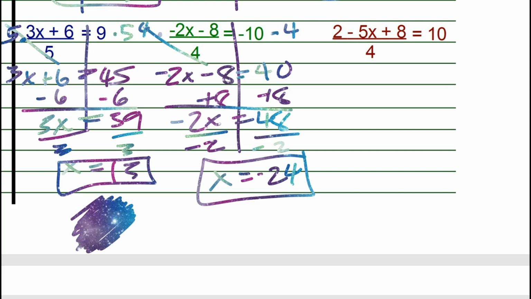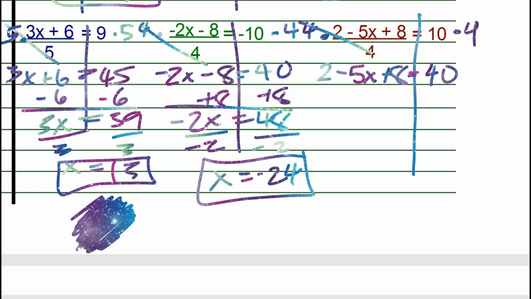All right, so now we draw a balanced line, and then we're going to get the 4 out of the denominator by multiplying by 4. And we bring down what's in the numerator. So we get 2 minus 5x plus 8 is equal to 40.